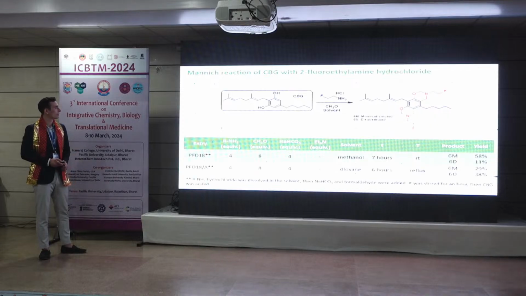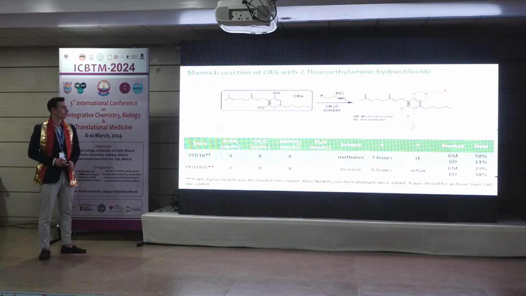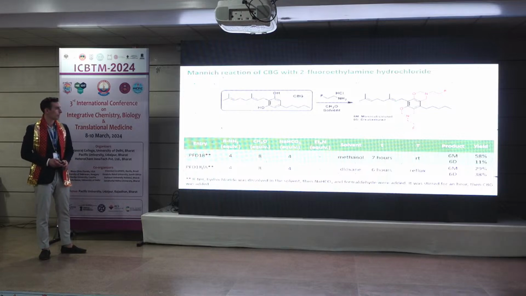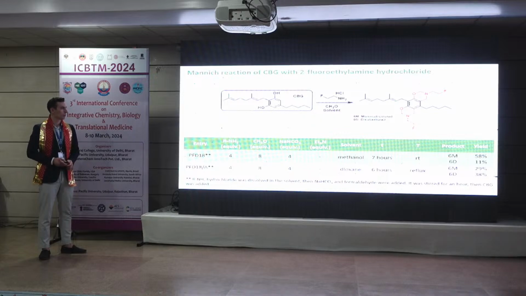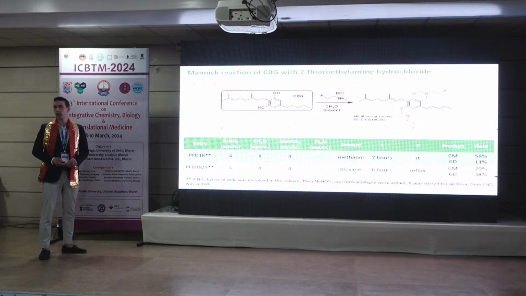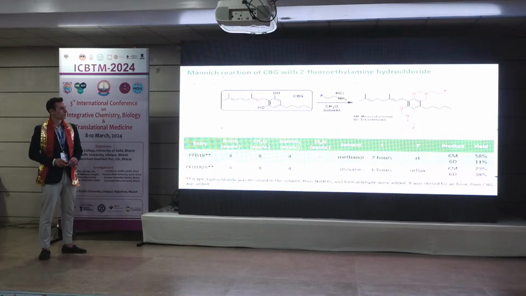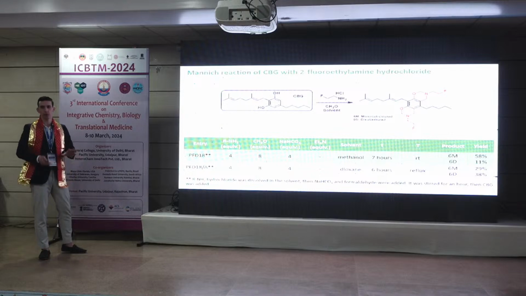And finally, in case of CBG with 2-fluoroethylamine hydrochloride, we used it first as a salt and for the second also, but the main difference was the solvent. In case of methanol and dioxane, there was no significant difference between those conditions, because both gave us a mixture of the monosubstituted and the disubstituted molecules. As you can see on the first line, the main component was the monosubstituted. At the second, the ratio was close to 1:1.